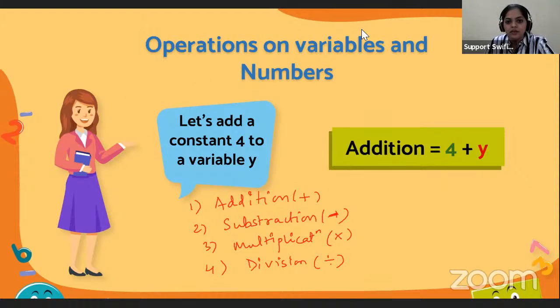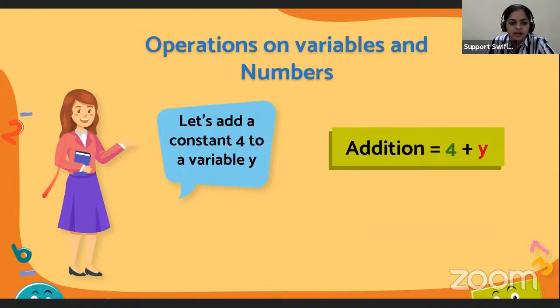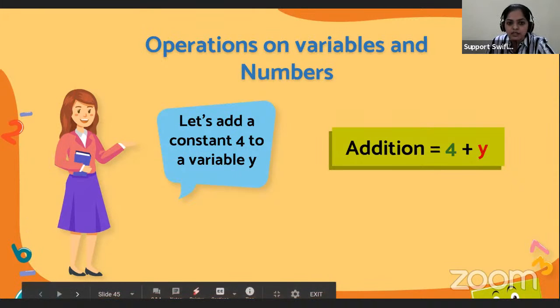Okay, all right. Let's take this first question. Let's add a constant 4 to a variable. So how we can add? So the addition of 4 with this variable y, like this, 4 plus y. Got it? All right, let's move to some more examples, some more questions.